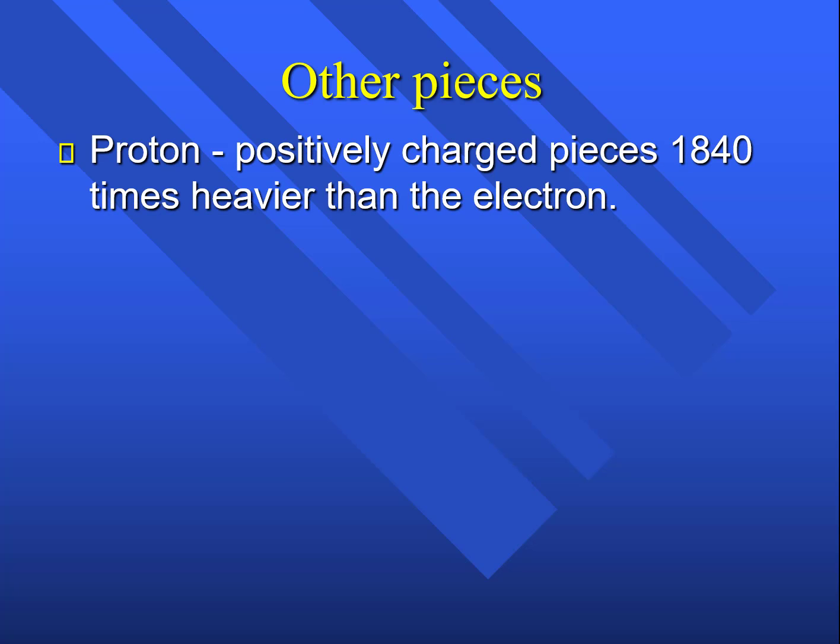Now, the other pieces, okay, actually were found much after Rutherford. First, they figured out that what made it the type of atom was how many electrons you could knock off. Okay? But then they found out that that nucleus was made of two pieces. A proton, and a proton is, I put 1840, sometimes to say about 2,000 times heavier than the electron.